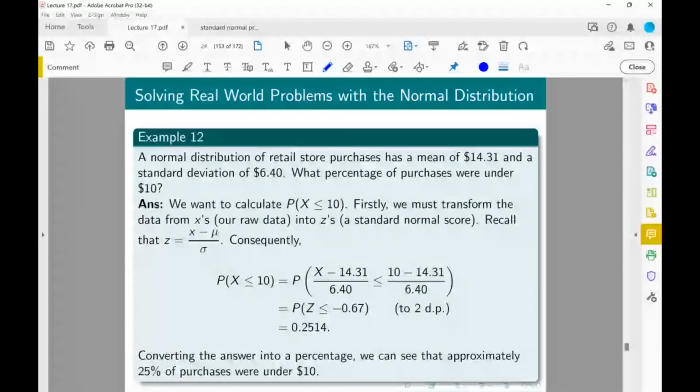Just to spell that out, especially as this was requested as a percentage, we would say that approximately 25%, or approximately 25.14%, of purchases were under $10. Just to tie that back to the problem. Okay, so just let that sink in for a second. Standardize to Z scores, compute the probability.